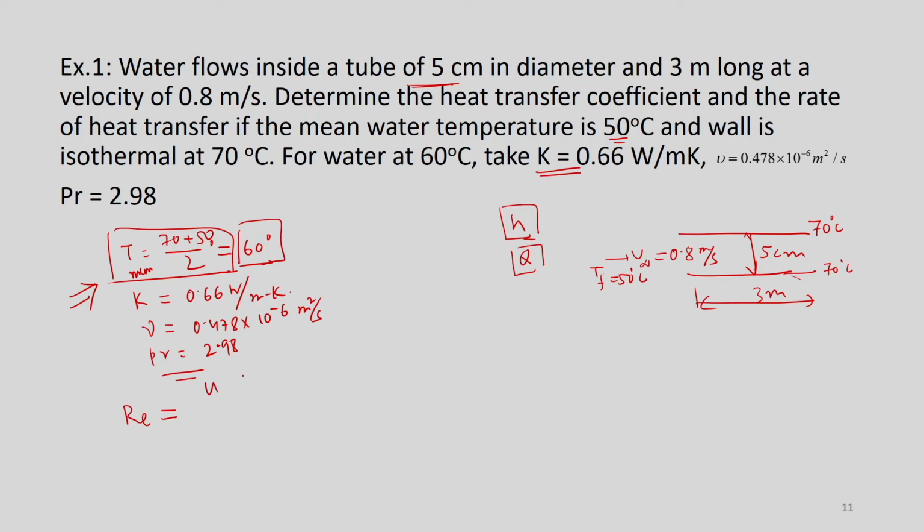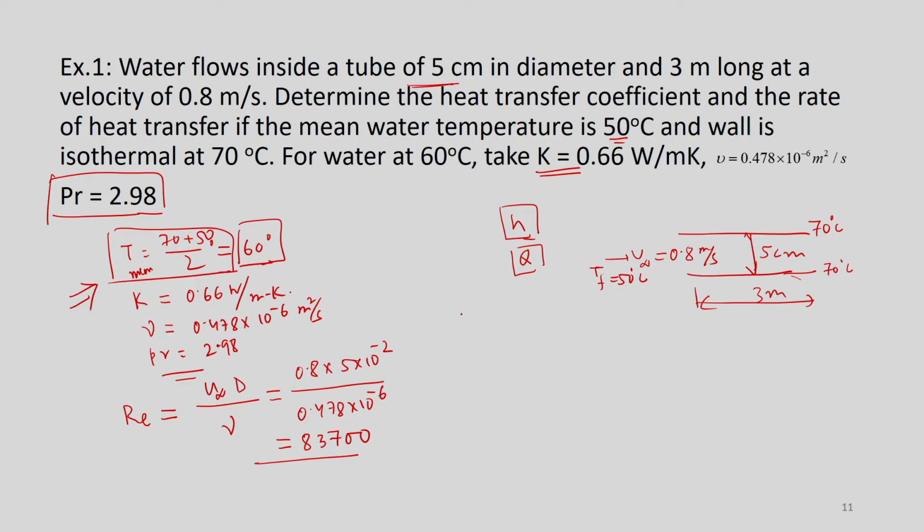We already know U infinity, I can write, then D, then we have nu. The U value is 0.8 and the diameter is 5 centimeter, so 5 into 10 to the power of minus 2 will give meter, and the nu value is given as 0.478 into 10 to the power of minus 6. This finally leads to a value of 83700. So, the Reynolds number is found to be 83700, and the Prandtl number is already known to us.